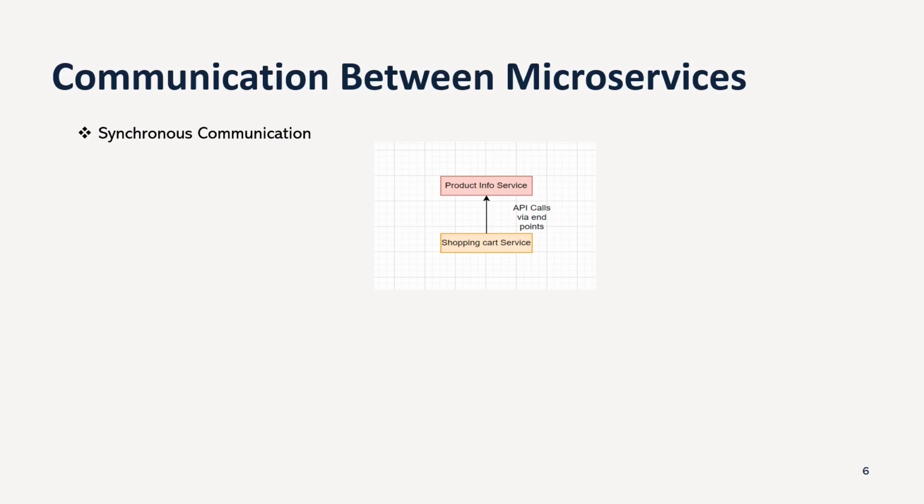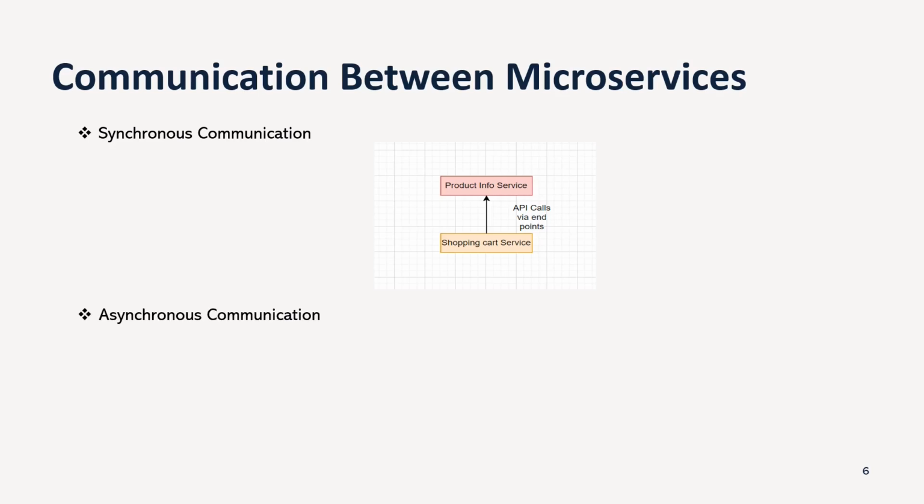While it calls the product info service, it will wait for the response also. So basically it's a real time request, waiting and blocking all the operations until it gets a response back from the called service. So this is synchronous communication, and this happens via REST endpoints. It's basically API calls, in a nutshell. By using API calls, we can communicate with other microservices.